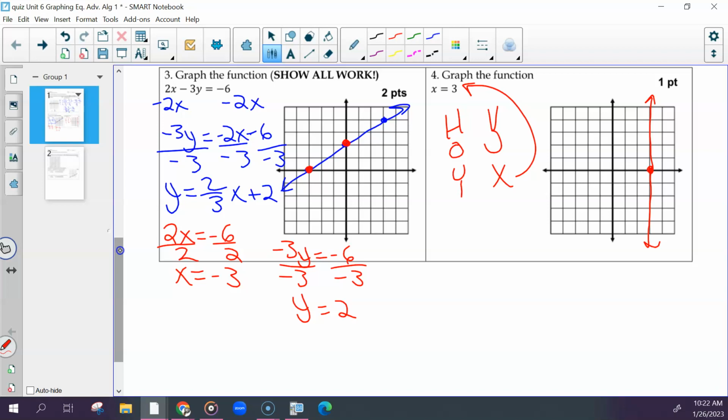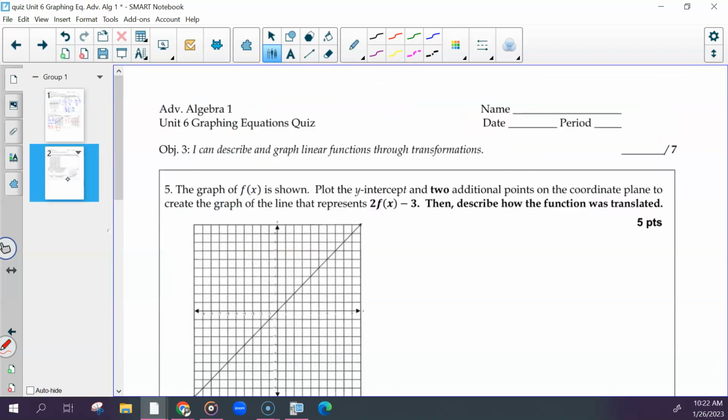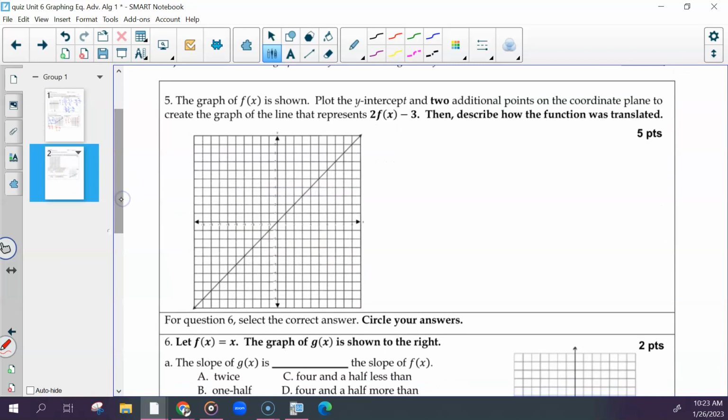Then we had the most issues on the back. For number 5, first, make sure you're reading what it's asking, so you put all the pieces. Plot the y-intercept and 2 additional points. You do not need to draw an entire line. I know it says to create the graph of the line, but those are SOL wording. You just need to plot the points, not connect them, not draw the line, not draw more points than that.